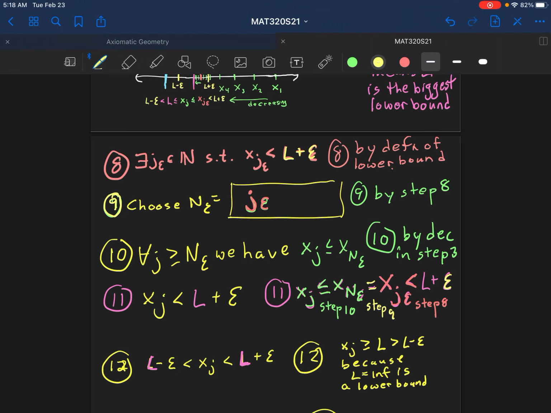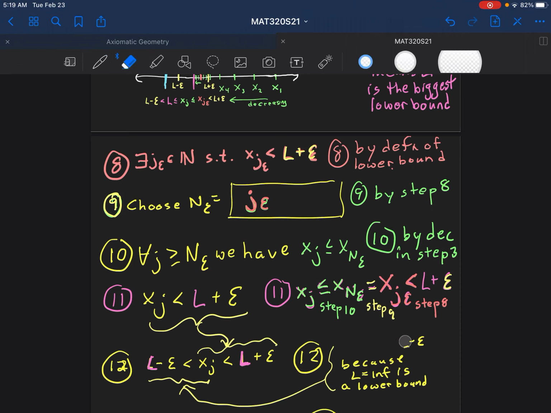Okay, and now for our final line, well, we already got this part giving us this, and we need to explain this part. So this is the part that's justified over here. We're explaining the new part that we didn't already have. This part is just being copied over from above, and this part is being explained by the step 12. And step 12 says XJ is bigger than L, which is bigger than L minus epsilon, because L is the infimum, a lower bound.